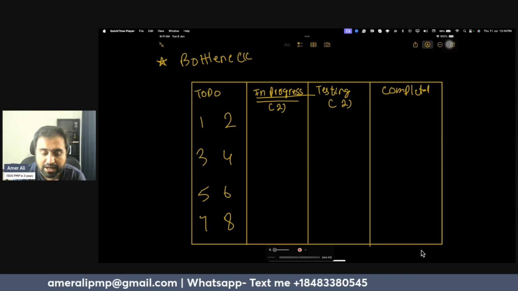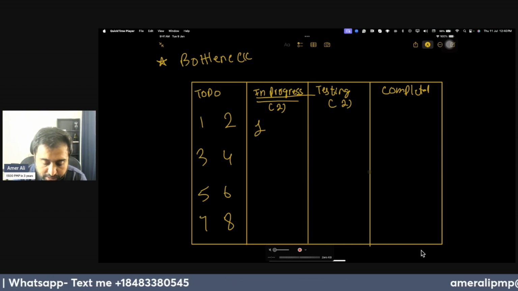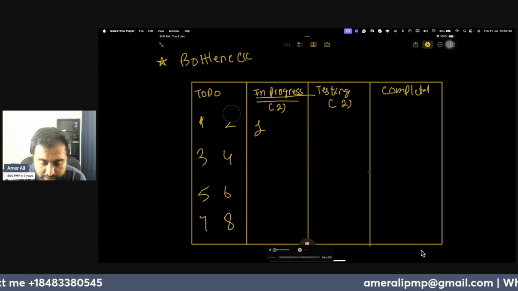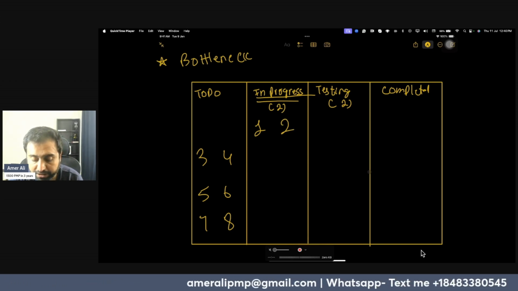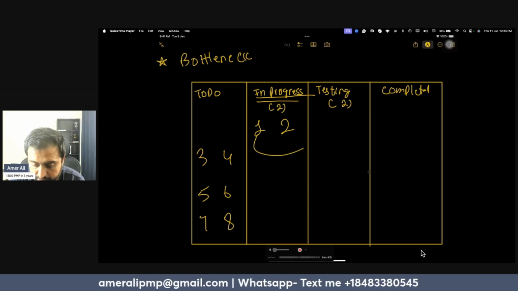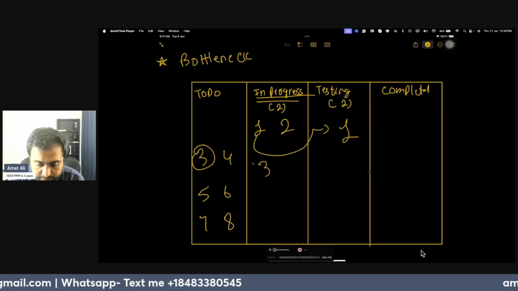So when the work starts, the first one will move here, and I will remove it from here. The second one will move here, pulled here. Once this is completed, this will be pulled here. We will put the third one here and I'll remove this one.